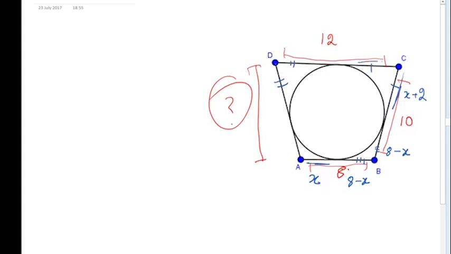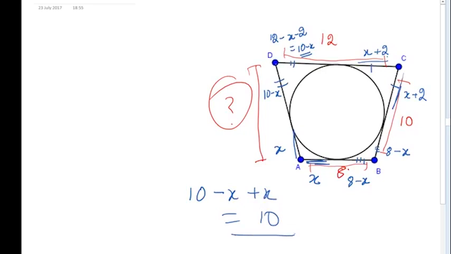If this is x plus 2, this is also x plus 2. And so this becomes 12 minus x minus 2, or equal to 10 minus x. And if this is 10 minus x, this side also becomes 10 minus x. And this part we assumed x, so this will also be x. Hence, the length of the other side, which is not known, is 10 minus x plus x, or equal to 10.